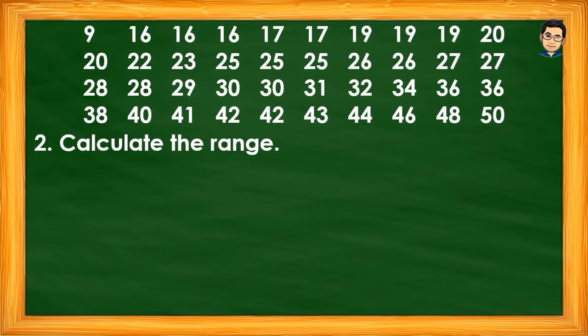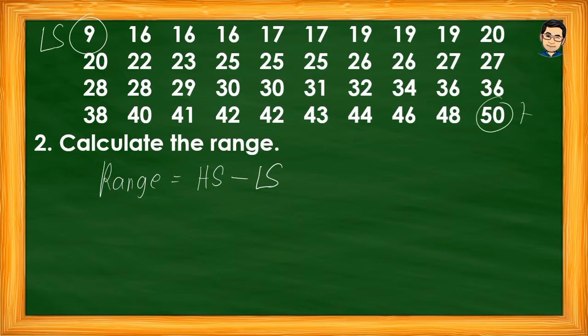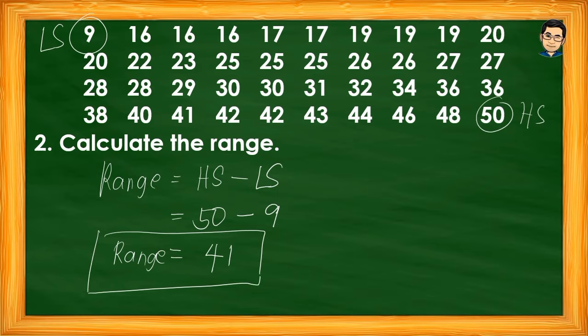Next, calculate the range. Range is equal to HS minus LS, the difference between the highest score and the lowest score. Basically, 9, this is the lowest score, and then 50 is the highest score. So, highest score is 50 minus the lowest score, 9. So, 50 minus 9, that is 41. So, yung range ng scores natin is 41. Ayan.